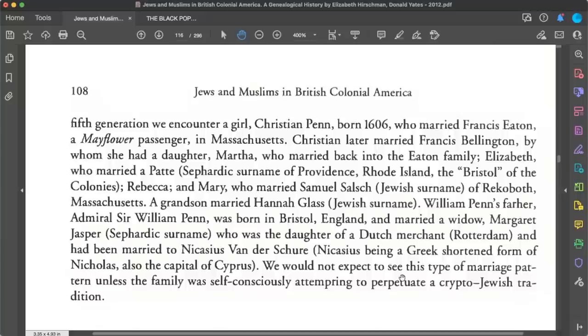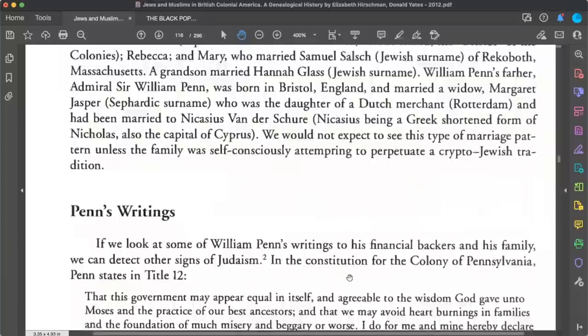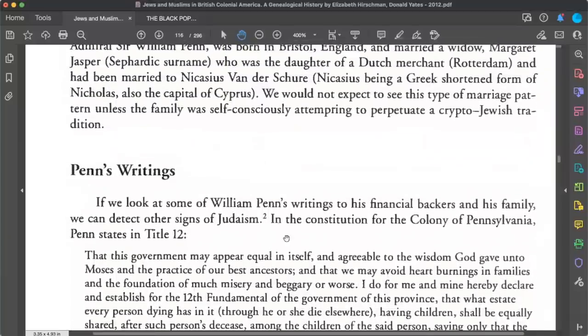A lot of these Dutch, especially these Dutch merchants from Rotterdam, another hotbed for crypto-Jews, had been married to Nicasius van der Schuur. Nicasius being a Greek shortened form of Nicholas, also the capital of Cyprus. We would not expect to see this type of marriage pattern unless the family was self-consciously attempting to perpetuate a crypto-Jewish tradition, all right? They don't just marry anybody, is what he's saying, the Penns.